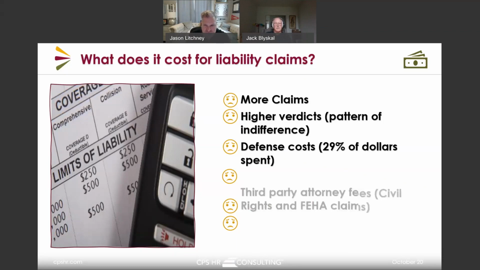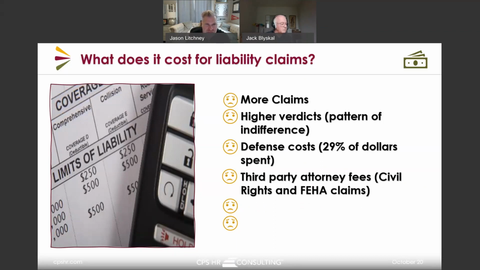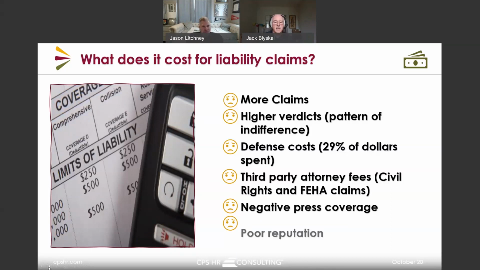Third-party attorneys' fees, as I just mentioned, are payable on civil rights and FEHA claims and such type claims. There's negative press coverage, and we see that today, all sorts of things. Look what's happening in a lot of cities where there have been shootings or other bad injuries, George Floyd, Breonna Taylor, all of those. There's a lot of negative press coverage about those. And that can lead to a poor reputation for your organization. And obviously that's not desirable. One thing about that poor reputation, your city council or board of supervisors is not happy about that, and they're not happy about the complaints they're getting, which adds more pressure on you.